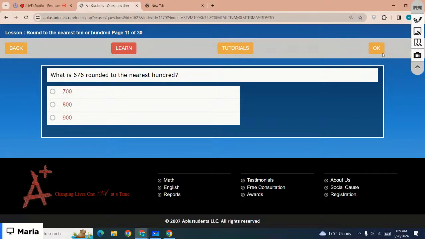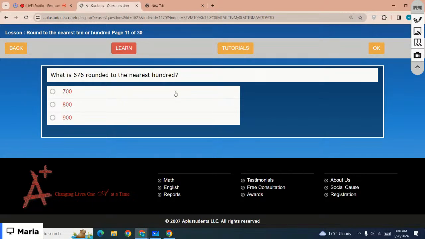What is 676 rounded to nearest 100? So, which is the correct option? 676 is rounded off to 700, right? The correct option is 700 it is. The correct option is 700.